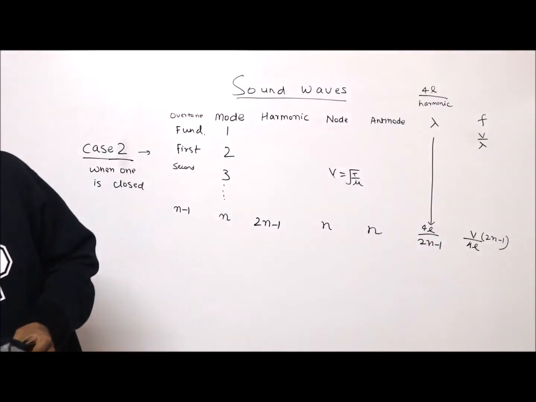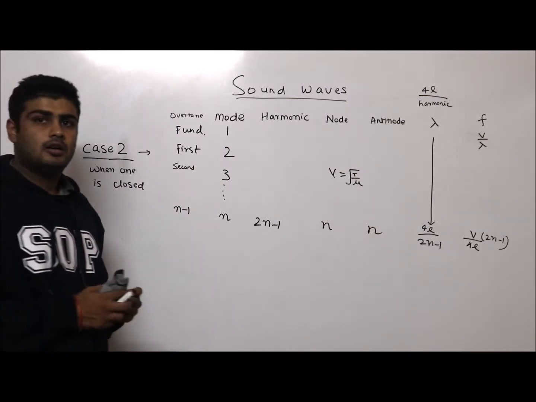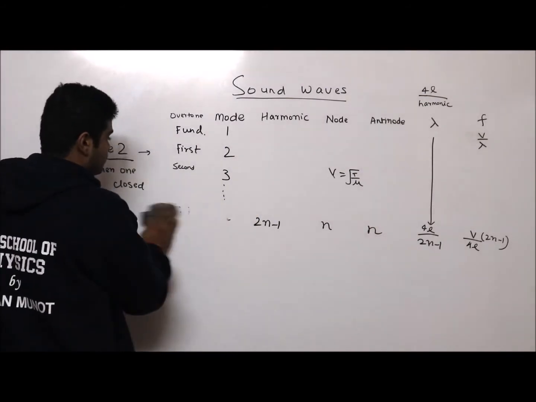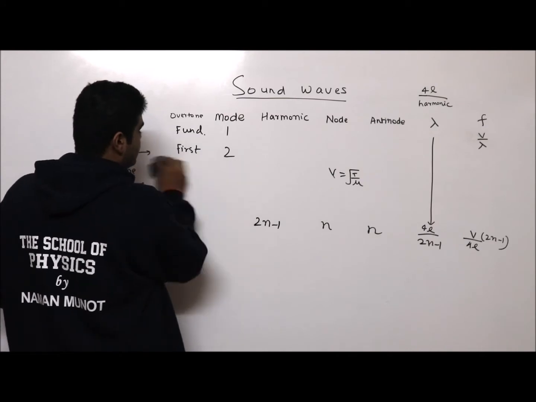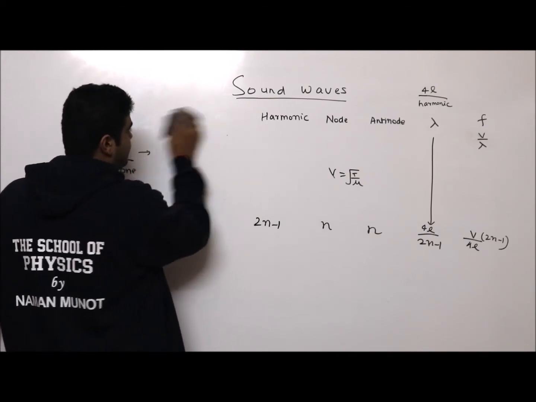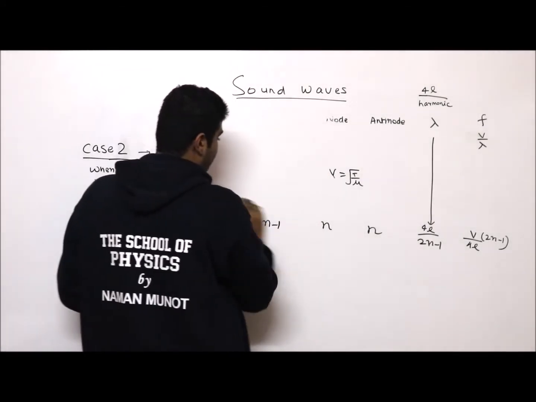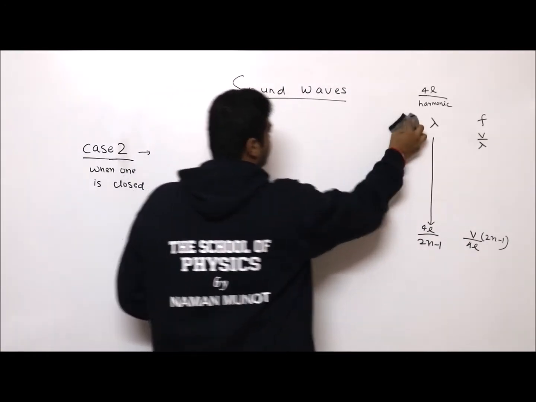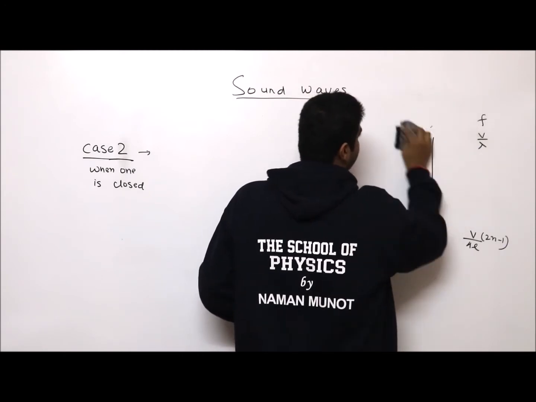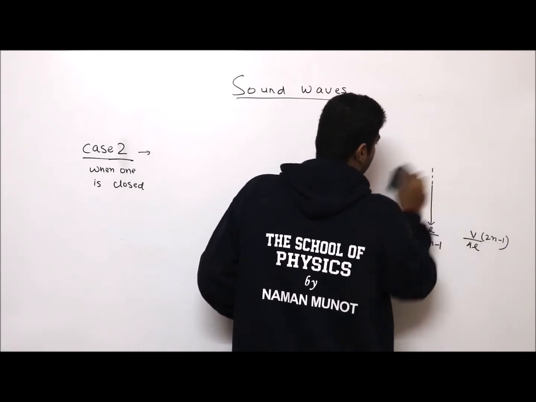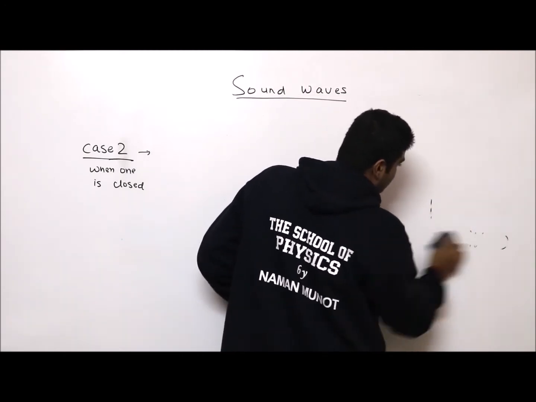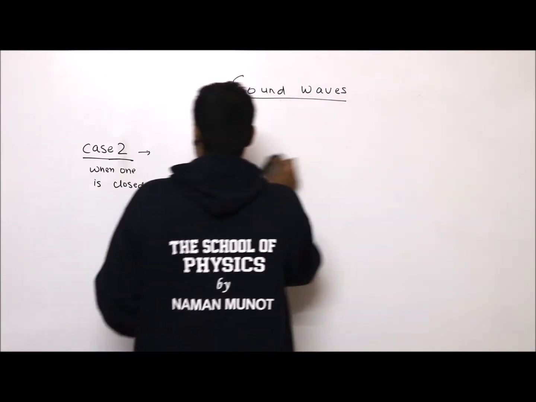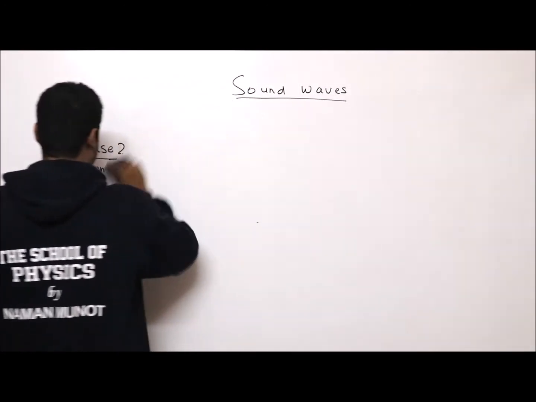The next thing that we are going to see is resonance. In resonance, the first resonance happens at a distance of lambda by 4. The second resonance happens at a length of 3 lambda by 4. So L2 minus L1 is equal to lambda by 2. This is all that we have to remember in case of resonance.